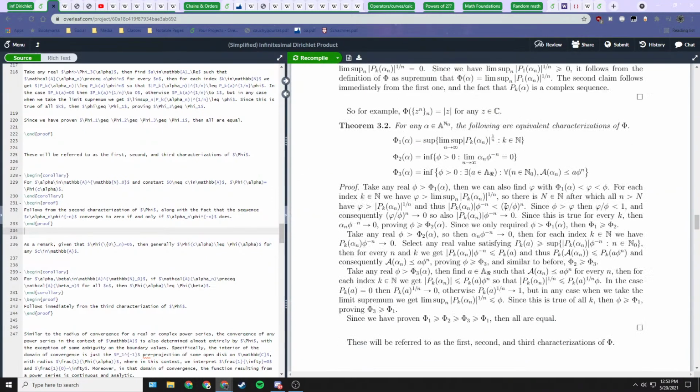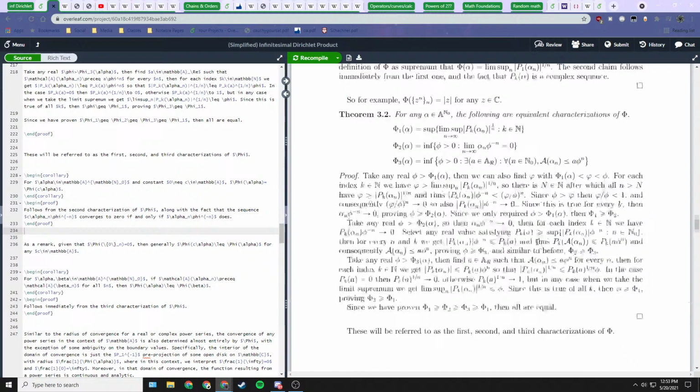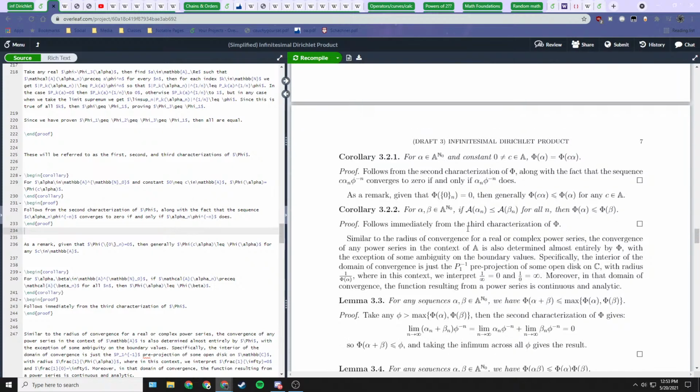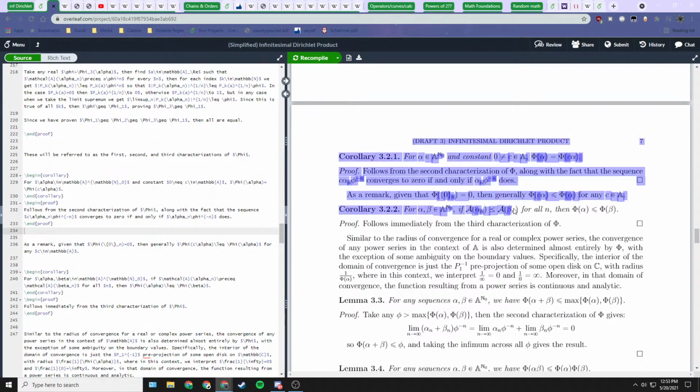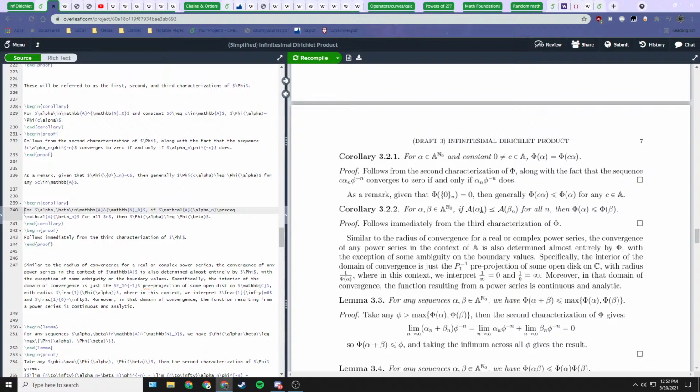So the third characterization, right up here, asks: can we find a coefficient to bound the absolute value of the sequence? And of course, if alpha sub n is bounded by beta sub n, then anything that bounds the absolute value of beta sub n will also bound the absolute value of alpha sub n. So the phi value of alpha has to be less than or equal to the phi value of beta, because we can just use the same exact coefficient. Whatever we use for beta, we could use for alpha as well to get that bound.